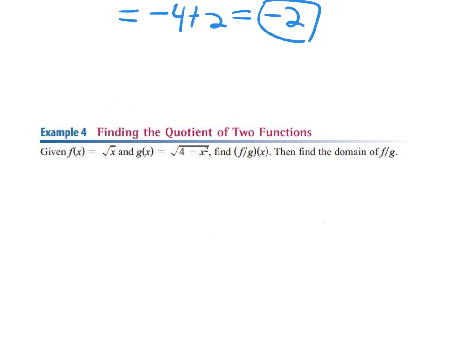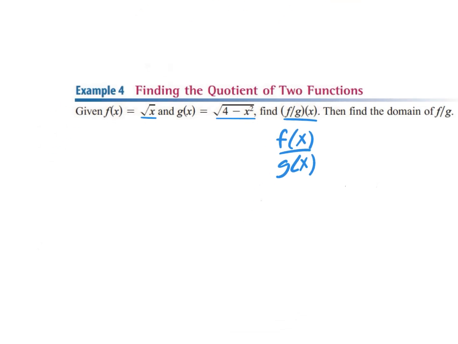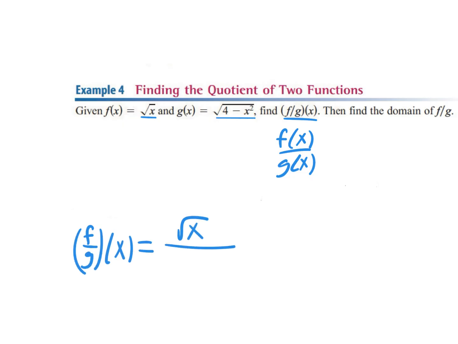Okay, let's try something like this now. The only difference here is that this is a division one, and when you're dividing, you are going to have a domain restriction. Even if this were just a normal function, you would still have a domain restriction because of the square roots. So the first thing I'm going to find is f over g of x. This is the same as f of x over g of x. So we take f of x, and that's going to go on top. On the bottom is going to be g of x, which is the square root of 4 minus x squared.